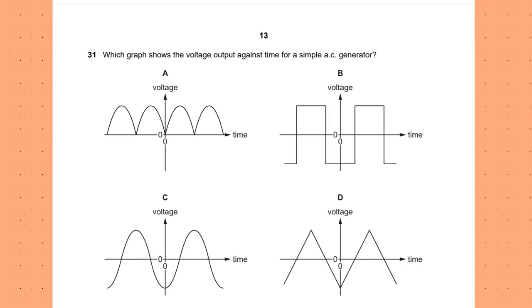Which graph shows the voltage output against time for a simple AC generator? So we know it's what we call a sinusoidal shape, obviously C, right? Also not a new question.